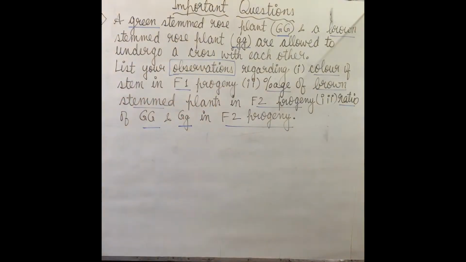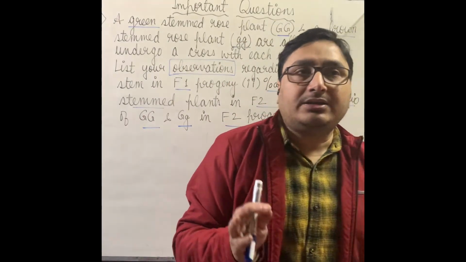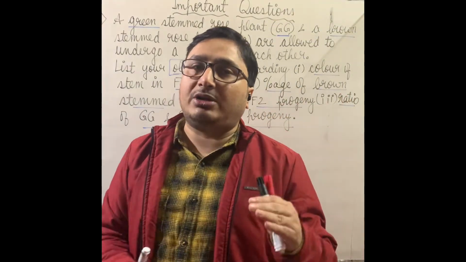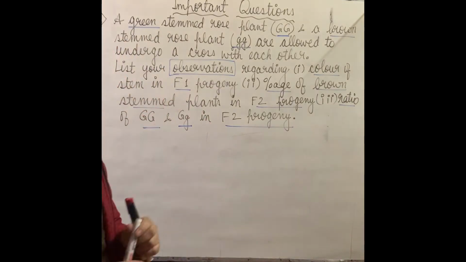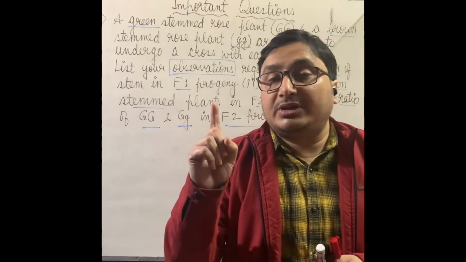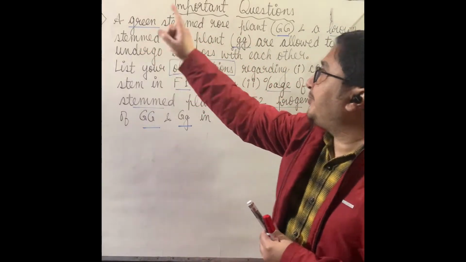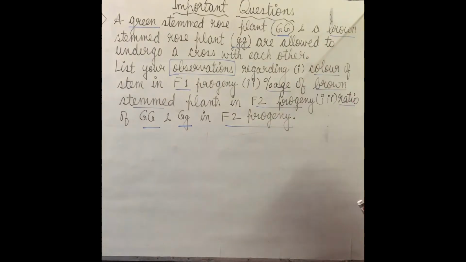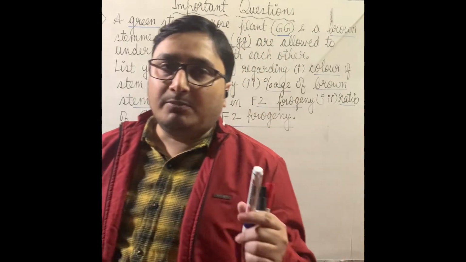Now the moment you see this question, what should come to your mind? Whether it is from monohybrid or dihybrid. It is from monohybrid, because they have taken only one character. What is that character? Color of the stem. And what are the traits? Green and brown. So we are discussing a monohybrid cross. The question is based on a monohybrid cross.